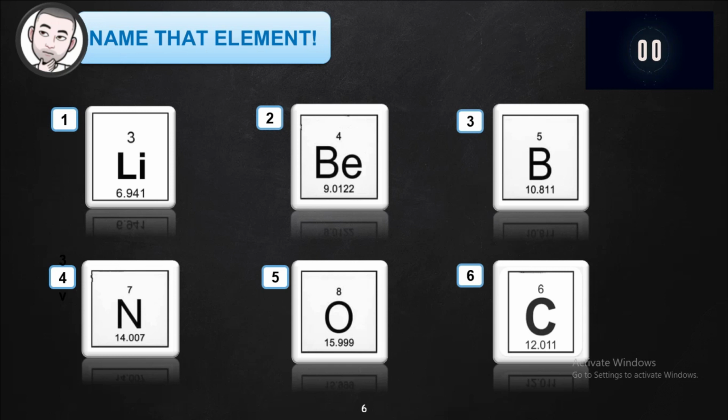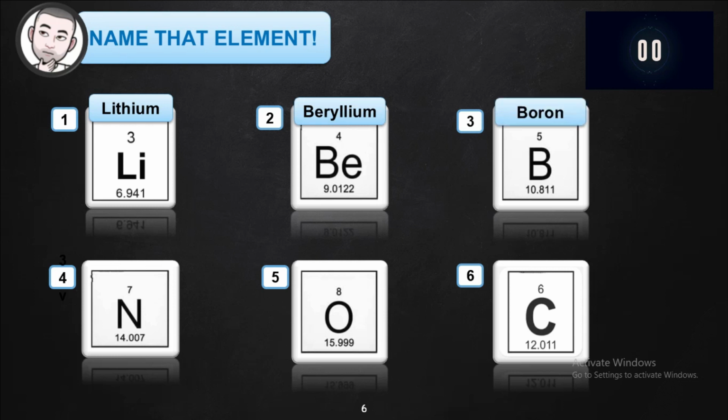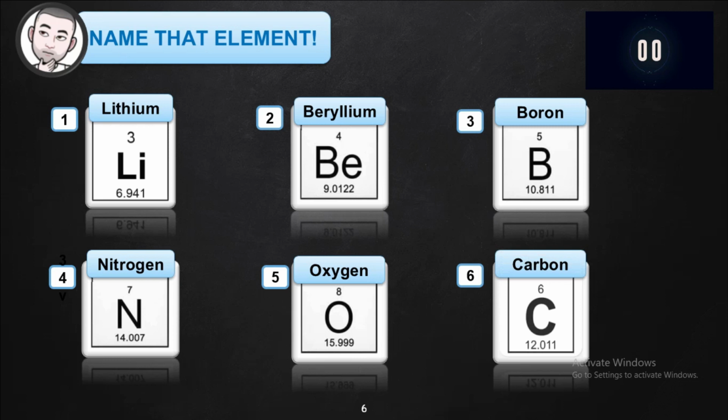Let us now check if your answers are correct. Element symbol number 1, that is lithium. Number 2, beryllium. Number 3, that is boron. Number 4, nitrogen. Number 5, that is oxygen. And number 6, that is carbon. If all your answers are correct, congratulations.